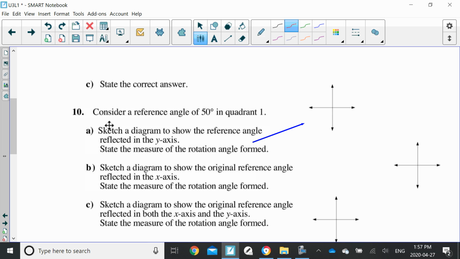Consider a reference angle of 50 degrees in quadrant 1. So let's draw that. Reference angle of 50 degrees in quadrant 1. Remember, in quadrant 1, the reference angle is equal to the rotation angle. For A, it says sketch a diagram to show the reference angle reflected in the y-axis. So this is the y-axis here, and it's saying take this 50 degrees and bounce that over, pretend that this is your mirror line, and bounce that 50 degrees across your y-axis.